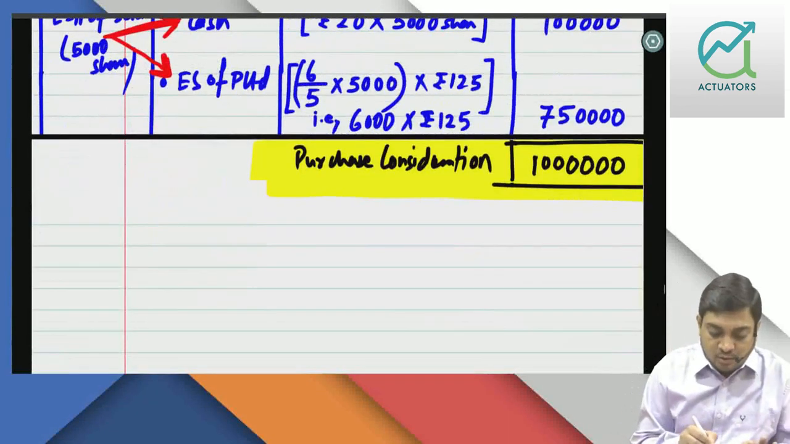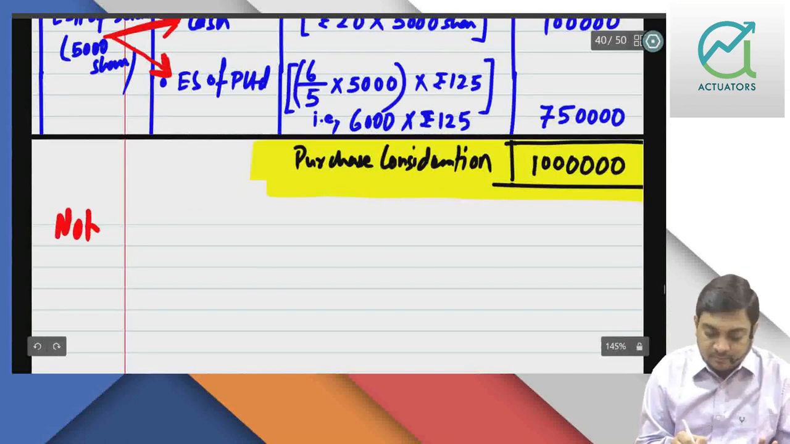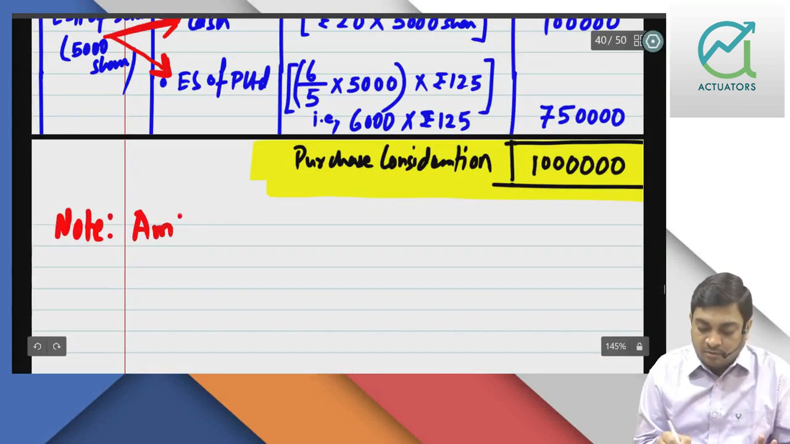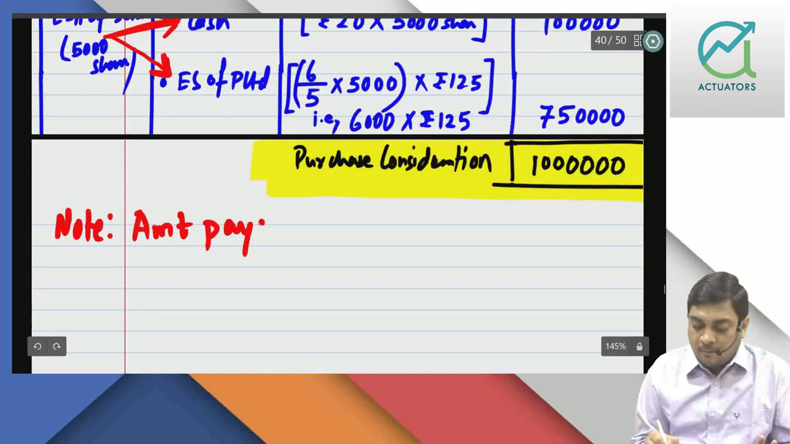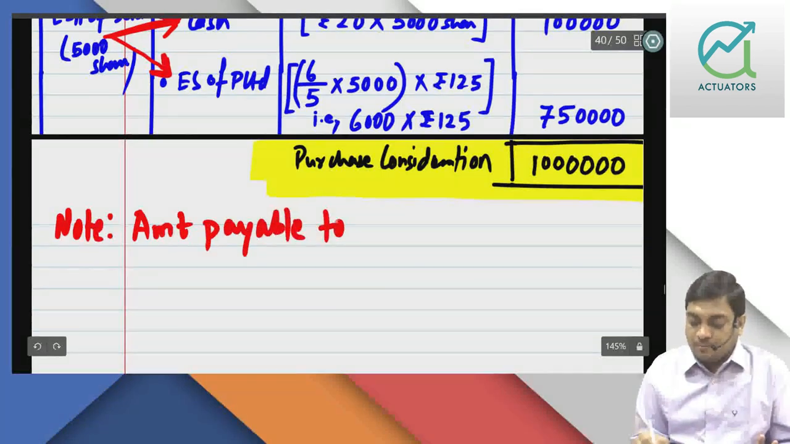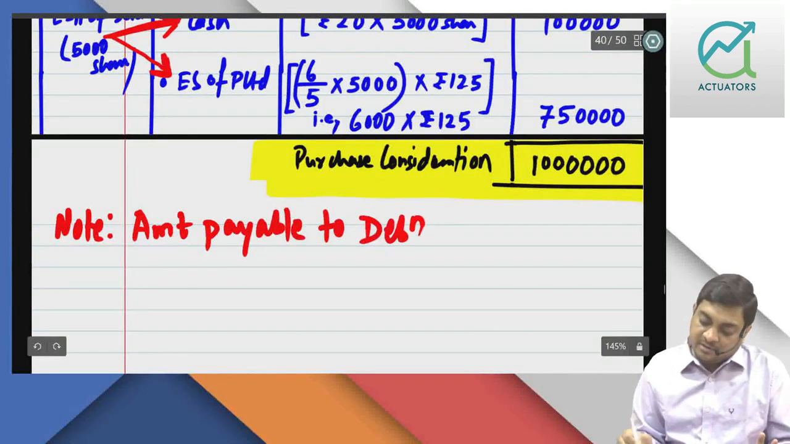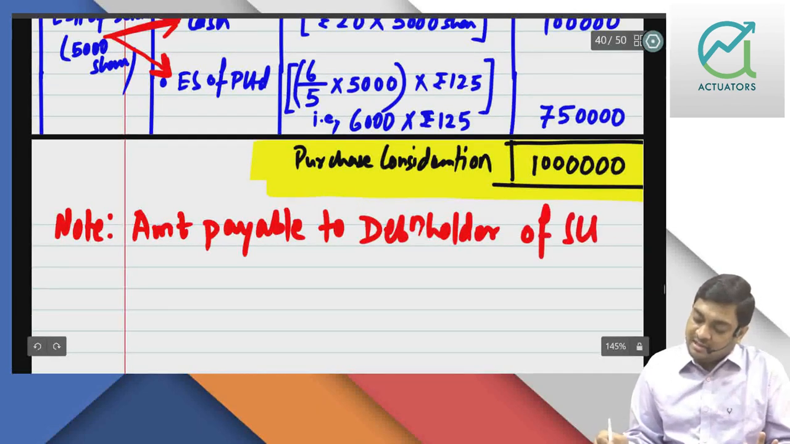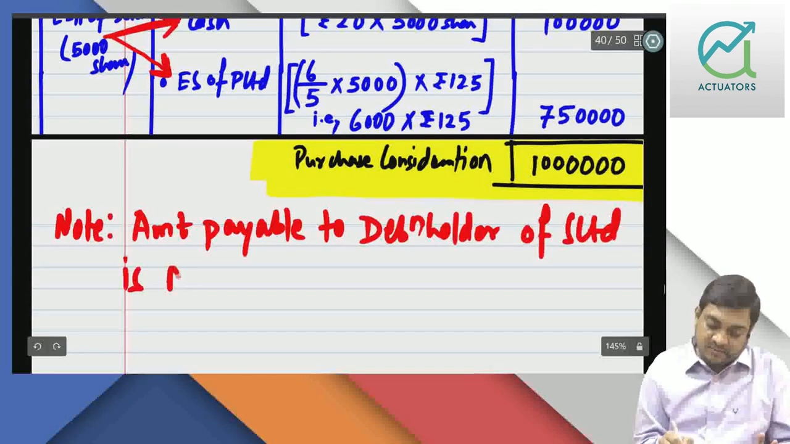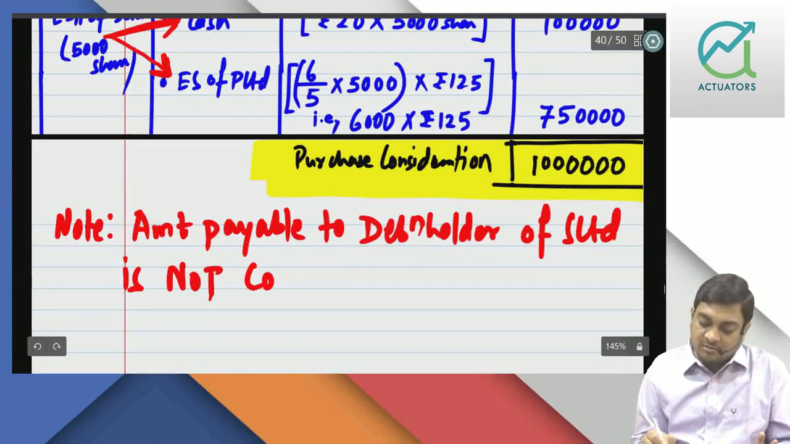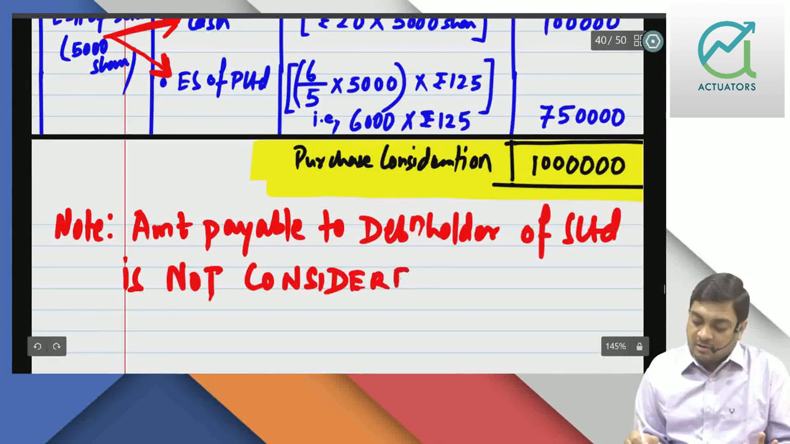So you can just give a note: amount payable to debenture holders of S Limited is not considered.